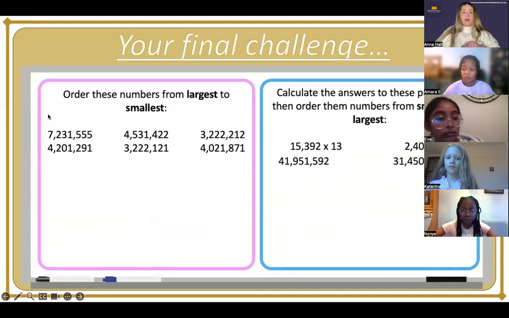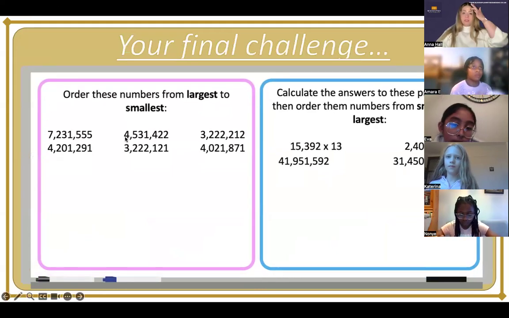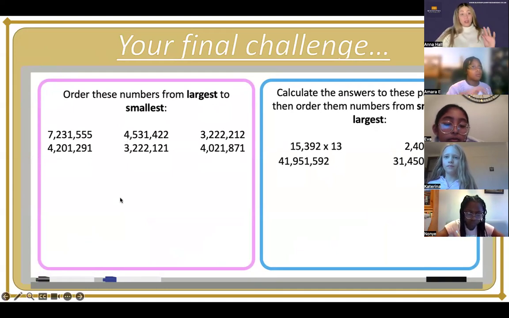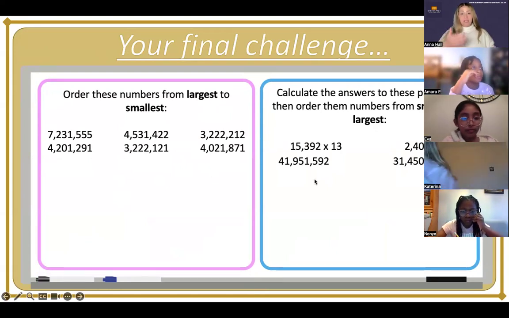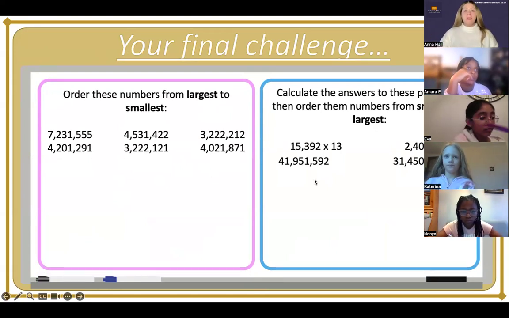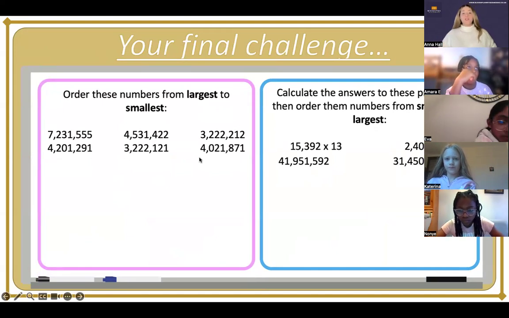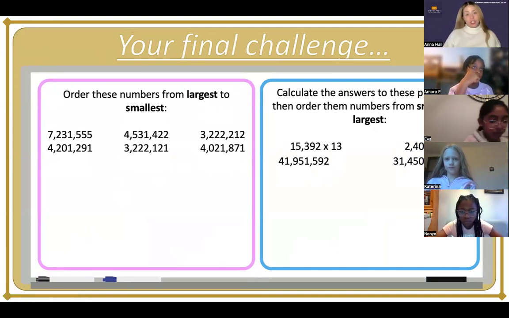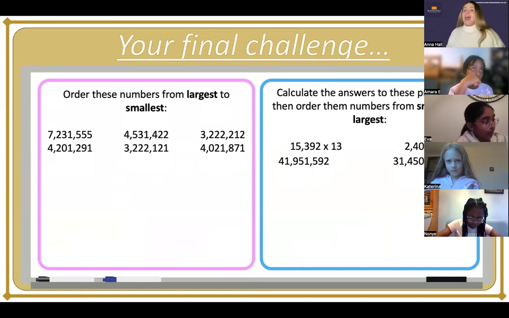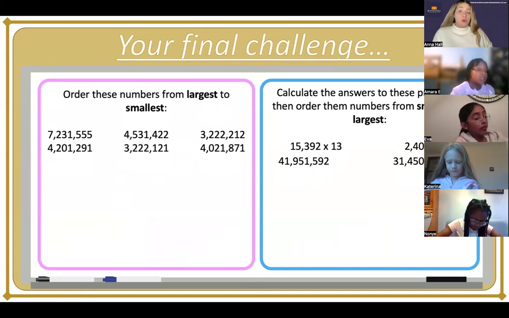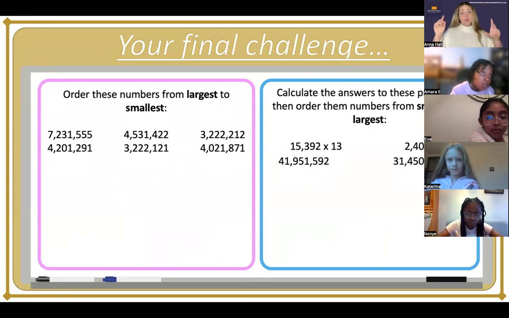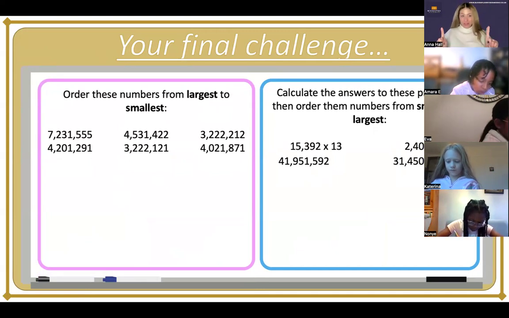Okay, so final challenge now. Again, you can choose which box you would like to do. We've got pink or blue this time. This is our final challenge. So the pink box says order the numbers from largest to smallest. And then the blue box wants you to order them from smallest to largest, but you do have to do the calculation first. So totally up to you what you would like to do. And as always, I am here in the chat if you need me.